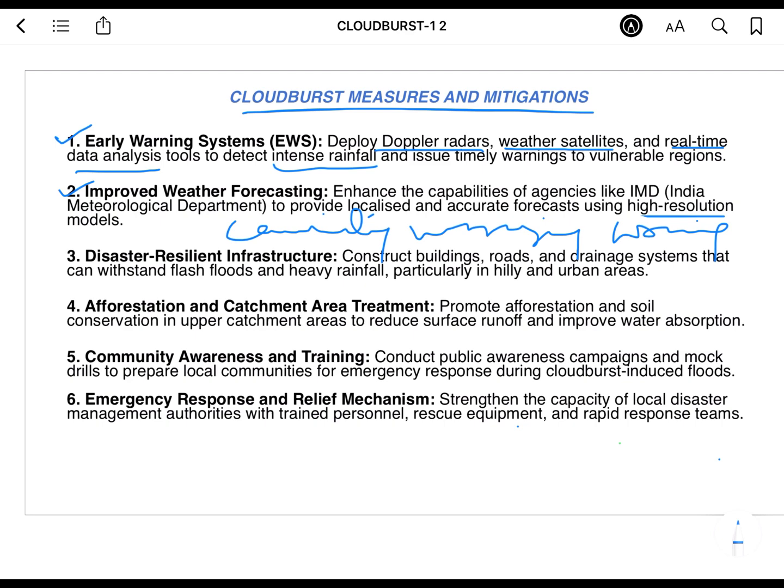Then disaster resilient infrastructure is very necessary. Afforestation and catchment area treatment can reduce the surface runoff and improve water absorption. Community awareness and training: those areas which are prone to cloudbursts and their after effects, community awareness can be given for emergency response during cloudburst-induced floods. Then emergency response and relief mechanism: strengthening the capacity of the local disaster management authorities with trained personnel, rescue equipment and rapid response teams.